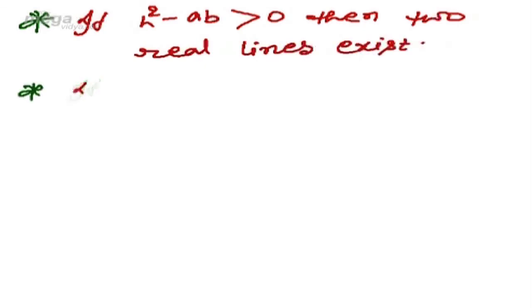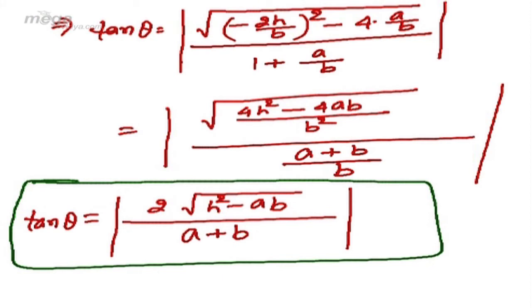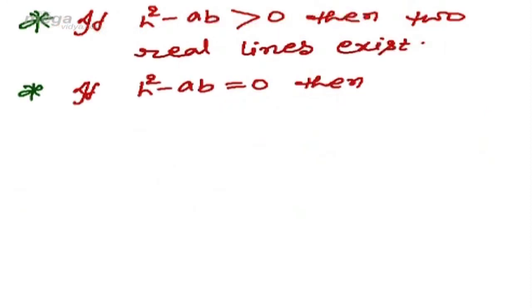If h square minus ab is equal to 0, then you will get the value of tan theta as 0. Tan theta is 0, it means theta is also equal to 0. And in that case, the line becomes the same line. So we'll write, then lines coincide.